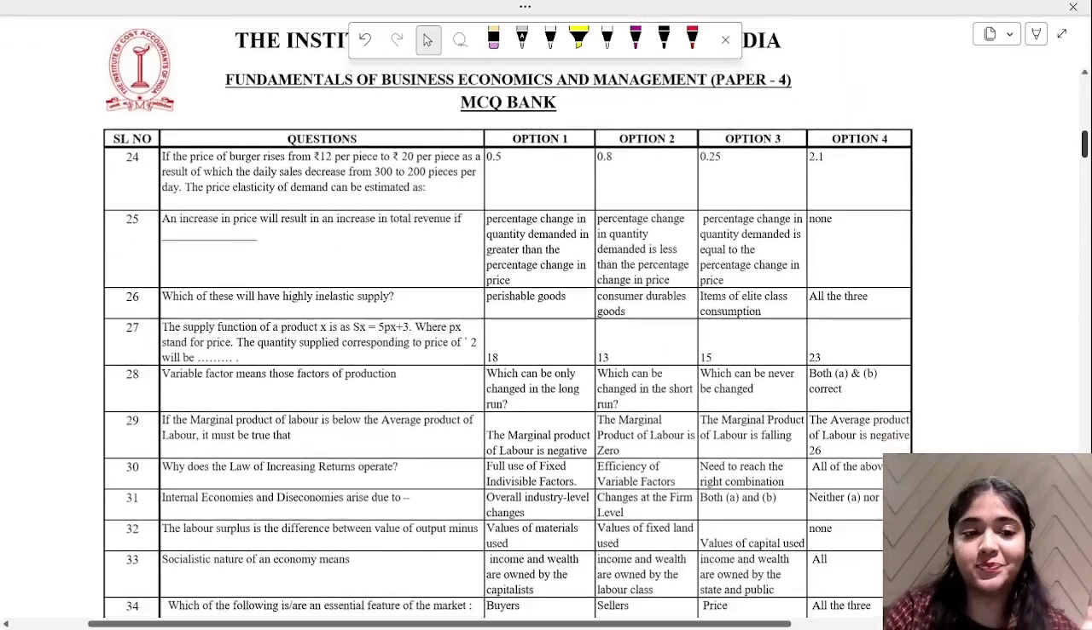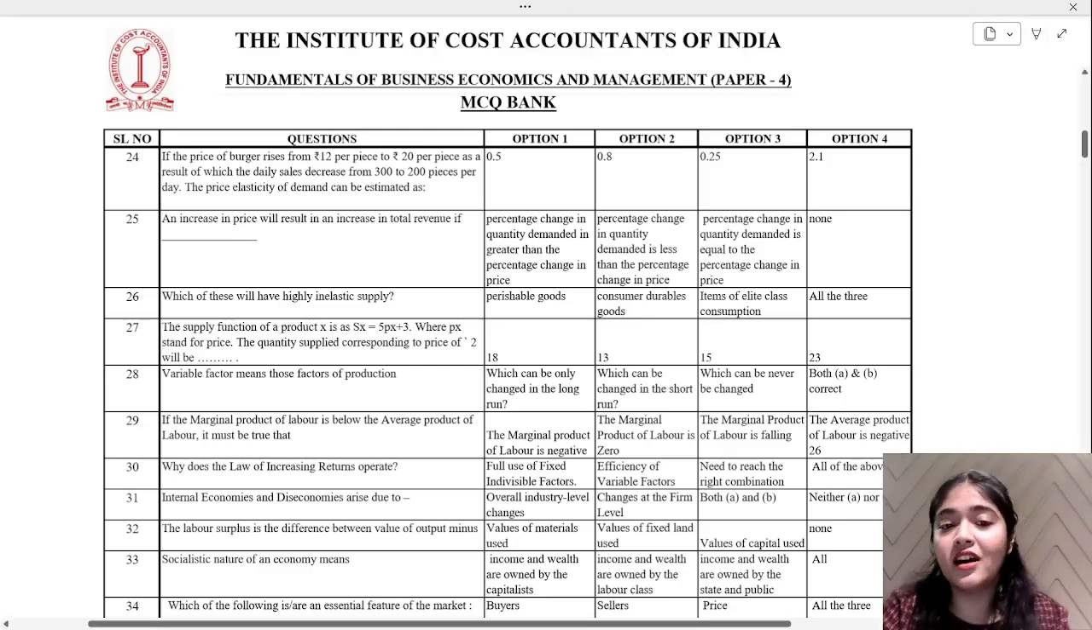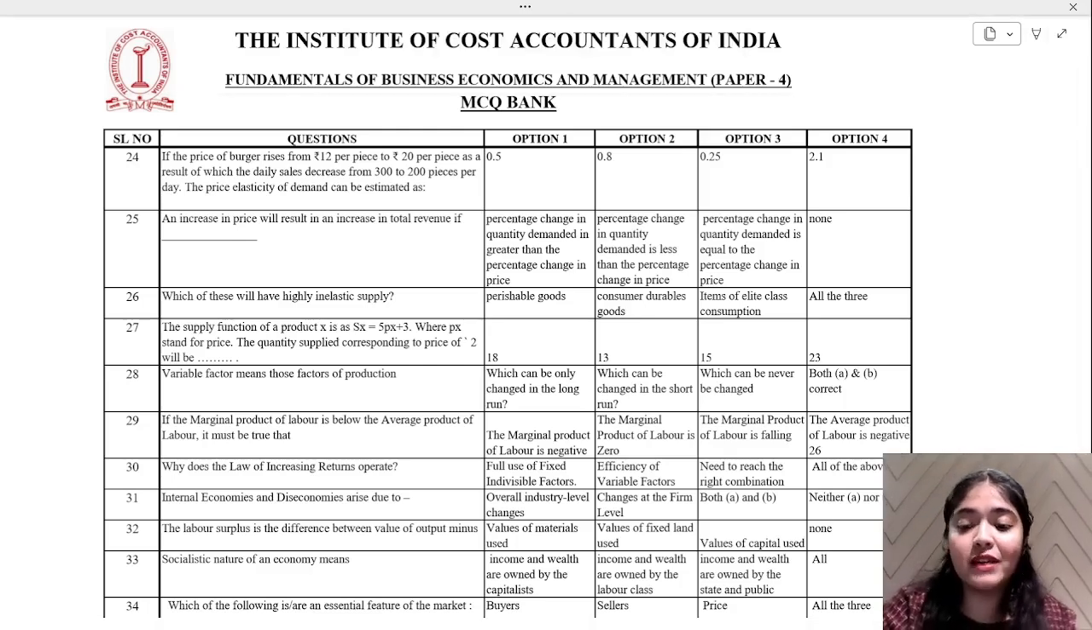Let's move ahead. Now, if the price of a burger rises from 12 per piece to 20 per piece, as a result of which the daily sales decrease from 300 to 200 pieces per day, the price elasticity of demand can be estimated as. Yes, take your time, solve this and comment down in the section. Okay, and then we will be going ahead with this. I'll give you around 15 seconds.